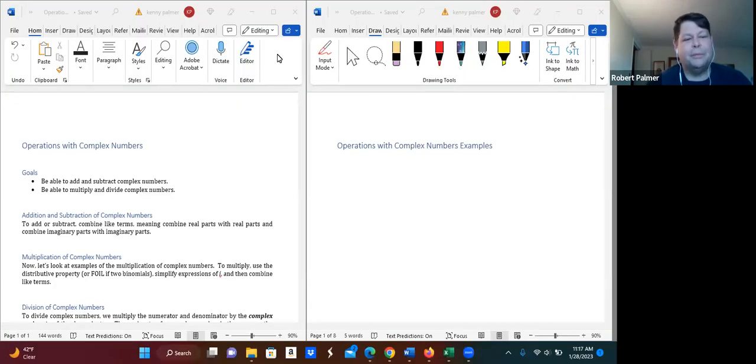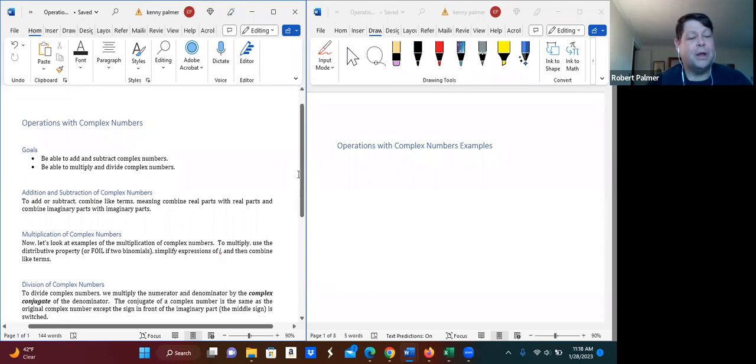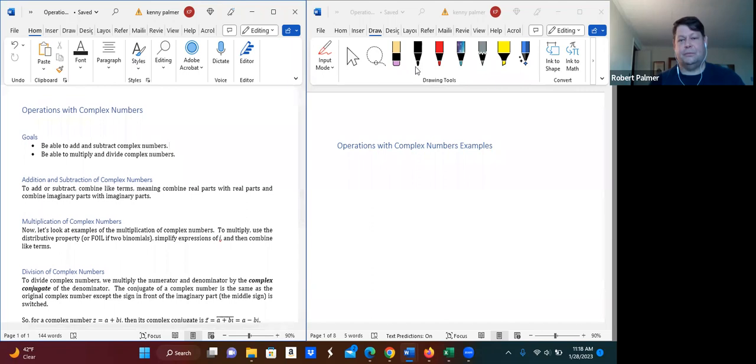Hello, everyone. Welcome back. Today, we're going to talk about operations with complex numbers. So our goals, and what do we mean by operations? What we mean by adding, subtracting, multiplying, dividing. So those are our goals: to be able to add and subtract complex numbers, and to be able to multiply and divide complex numbers. So first, let's talk about adding and subtracting.